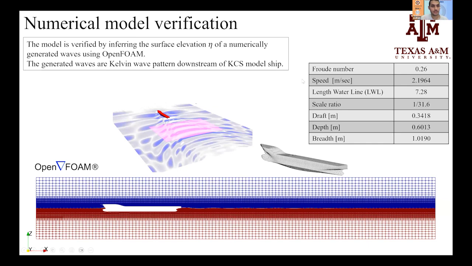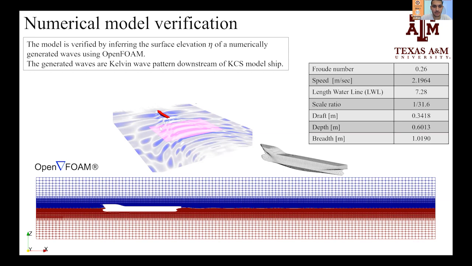We generated waves numerically using OpenFOAM, a computational fluid dynamics solver based on the finite volume method. We simulated a 2-phase problem using the interFOAM solver for a KRISO container ship moving in still water, which generates a Kelvin wave pattern downstream of the moving ship. You see here that there are waves generating downstream. We did the problem for a Froude number of 0.26, and here are the rest of the parameters.